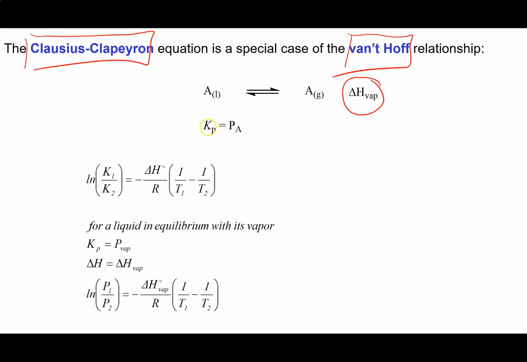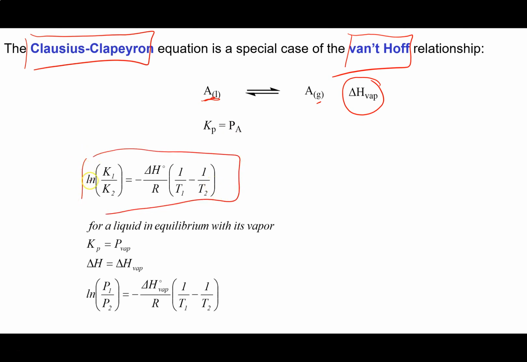The equilibrium constant for this process, particularly as expressed as Kp, is just going to be equal to the partial pressure of the gas, because we don't include liquids in our expression for equilibrium constants. So here's our Van Hoff equation.